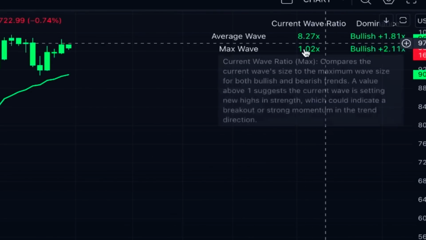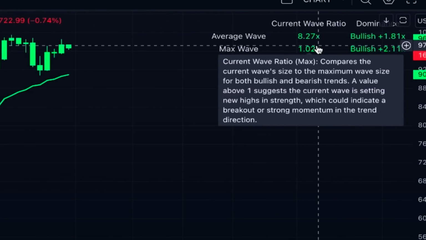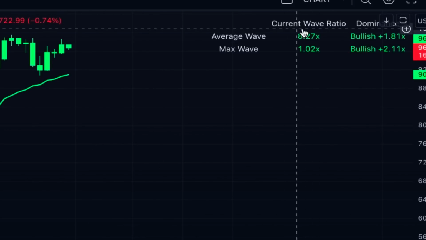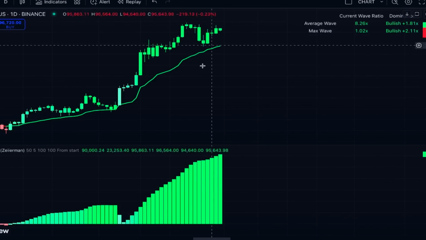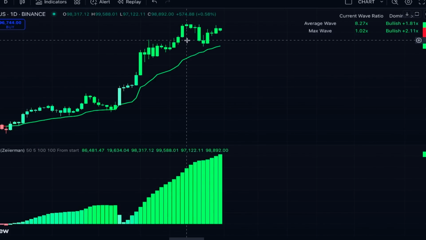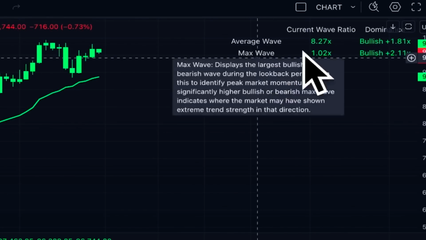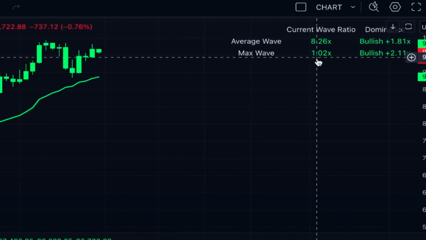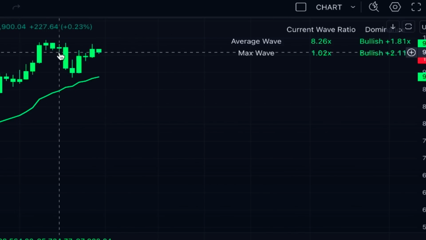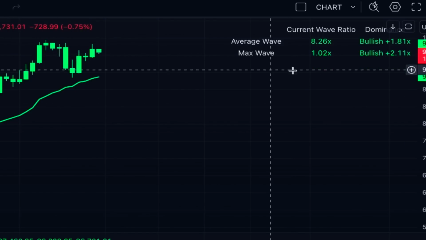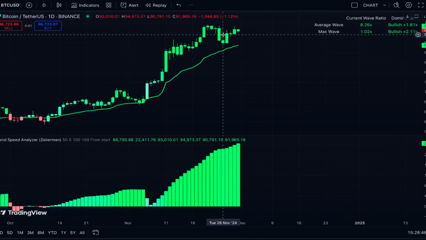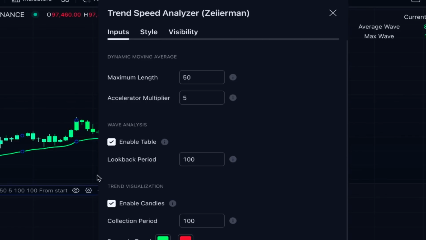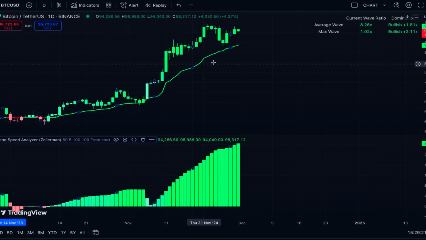Here in this table we also have some information that is very helpful when analyzing the market. Here you can see that the current wave ratio to the average wave is 8.26. This means that the current wave is 8 times bigger than the average wave. Here the current wave ratio to the maximum wave is approximately 1, which means there was another wave with this size in the look back period that the indicator is using. If this value is more than 1, it tells us that the current wave is the largest within the look back period. Here in the settings of the indicator, we can see that the look back period is set at 100 by default. So this information is for the past 100 candlesticks.